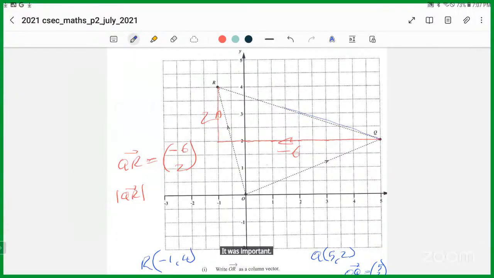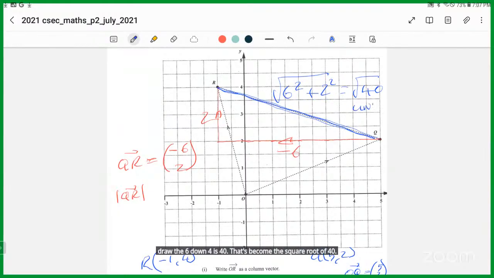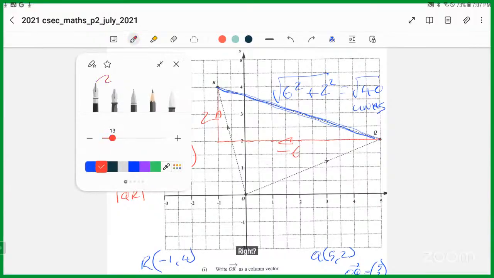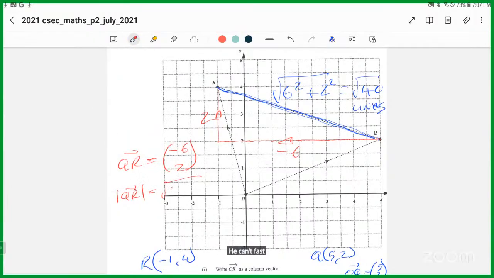This is the line QR, and you want to find the length. Pythagoras' theorem says that this length, because that's a right angle triangle now, is the square root of this side squared, which is 6 squared, plus this side squared, which is 2 squared. 36 and 4 is 40. That becomes the square root of 40 units. Quick and fast. That's from the diagram.